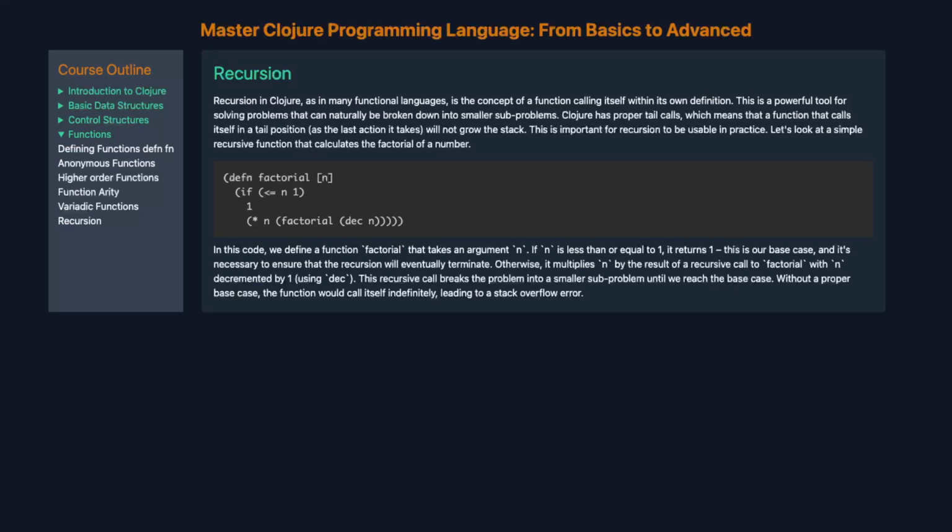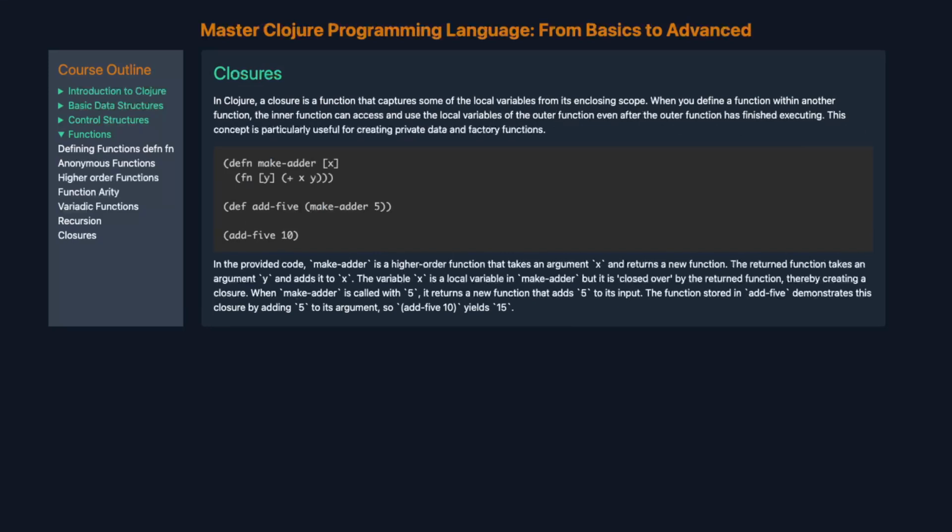If n is less than or equal to 1, it returns 1. This is our base case, and it's necessary to ensure that the recursion will eventually terminate. Otherwise, it multiplies n by the result of a recursive call to factorial with n decremented by 1 using dec. This recursive call breaks the problem into a smaller subproblem until we reach the base case. Without a proper base case, the function would call itself indefinitely, leading to a stack overflow error.